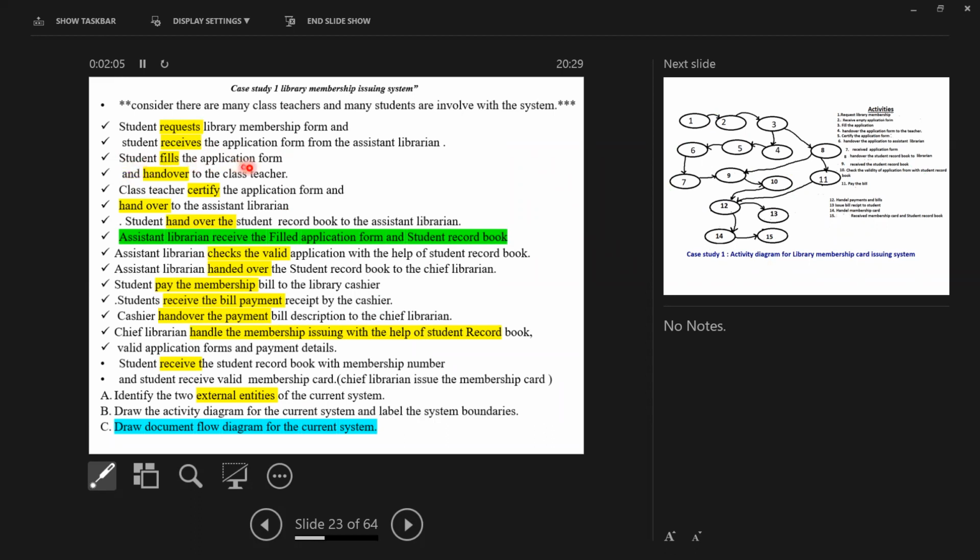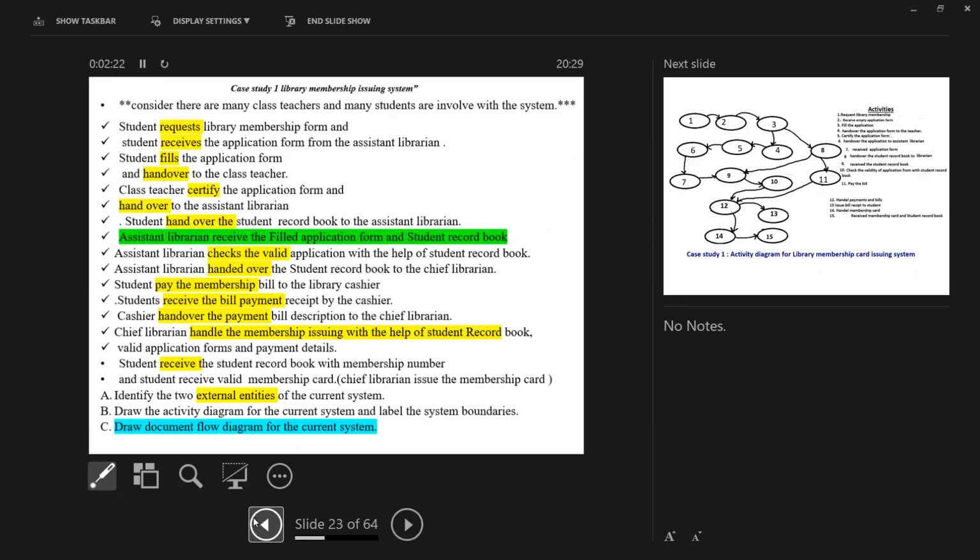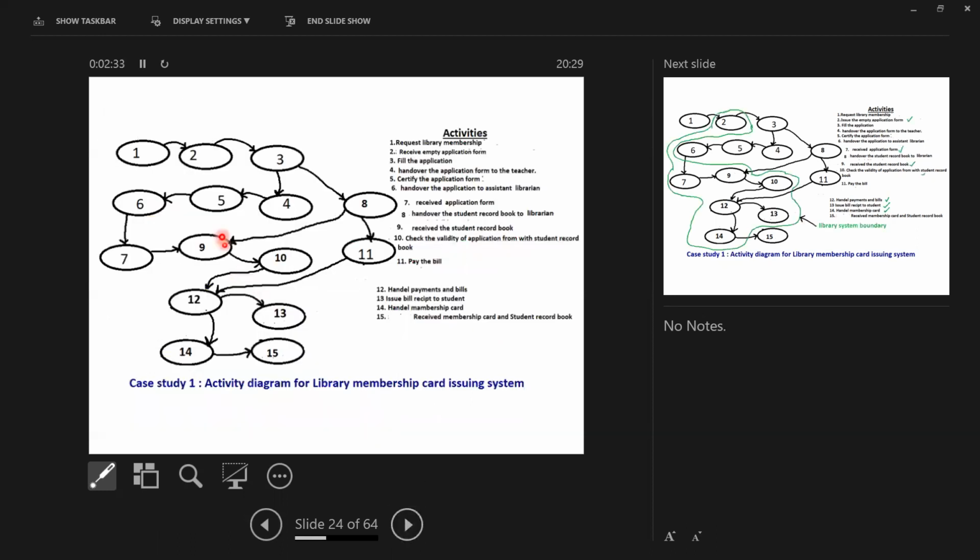Then hand over to the class teacher. That is the fourth one. Hand over the application form to the class teacher. Number 4, you have to write it here. Then another arrow, fifth one. Class teacher certify the application form. Teacher just puts the signature whether the child is in the class. So here, class teacher certify the application form.